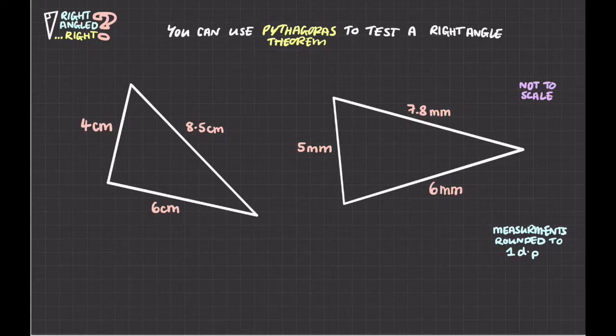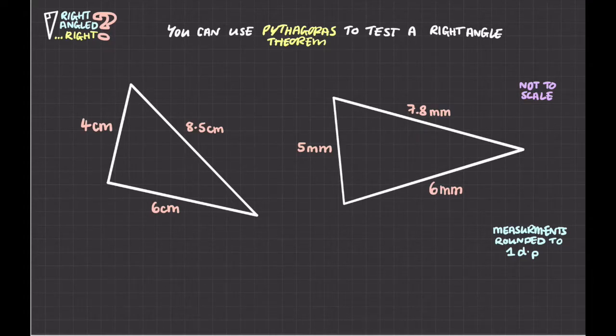You can use Pythagoras' theorem to test a right angle. So I've got a couple of triangles here in front of me, and I want to know if these are indeed right-angled triangles. Now, they've not been drawn to scale, but I do have the measurements, and the measurements have been rounded to 1 decimal place.